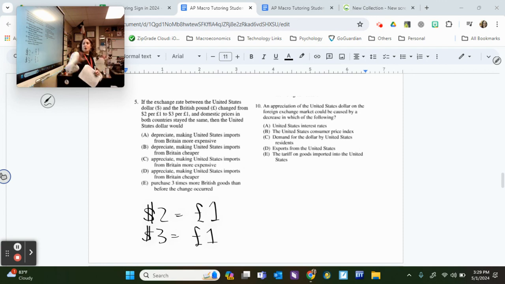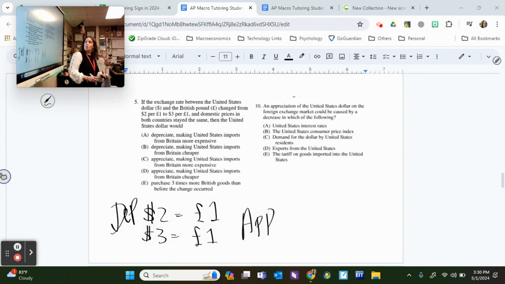What this means is 1 pound buys $2, and the next day 1 pound buys $3. So 1 pound bought more the next day. The pound must be stronger, and vice versa. I needed $2 to buy a pound. Now I need $3 to buy the same thing. My dollars aren't going as far as they used to. So it's worth less if I need more of it to buy the same. So the US dollar depreciated and the pound appreciated.